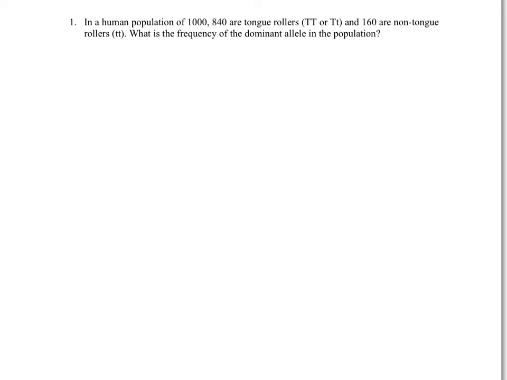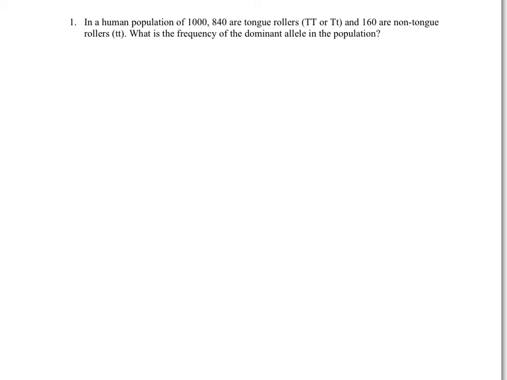This recording explains how to work certain Hardy-Weinberg equilibrium problems. Okay, so in this problem, a human population of 1,000 people, 840 are tongue rollers, and they tell you that's big T big T or big T little t, and 160 are non-tongue rollers, little t little t. What is the frequency of the dominant allele in the population?